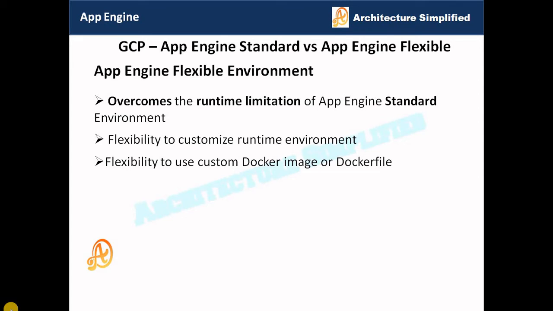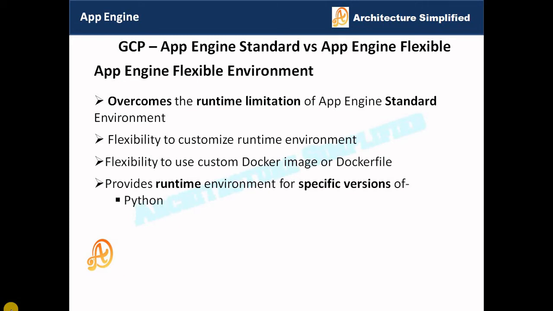But along with that, App Engine flexible environment also provides you a runtime environment for specific versions of these programming languages, which are Python, Java, Node.js, PHP, Ruby, Go, and .NET. For specific versions of these languages, there are pre-configured runtime environments which App Engine flexible environment provides, and in case those specific versions of runtime are not sufficient for your application and some other runtime environment is needed, in that case, you can go ahead and customize it.